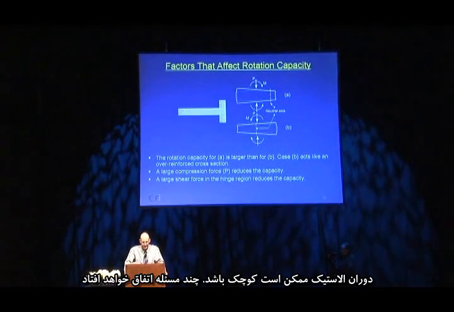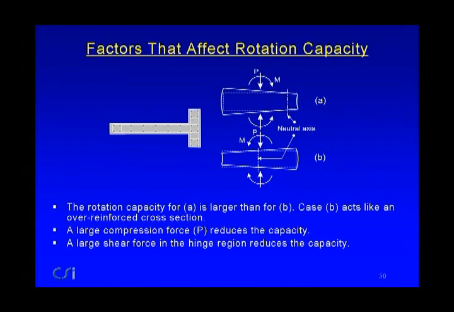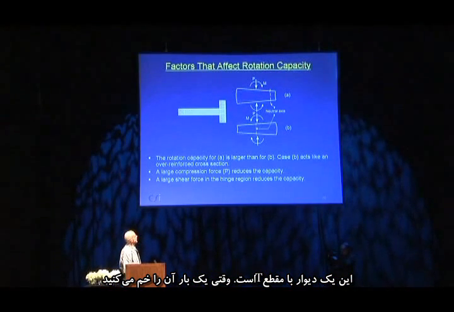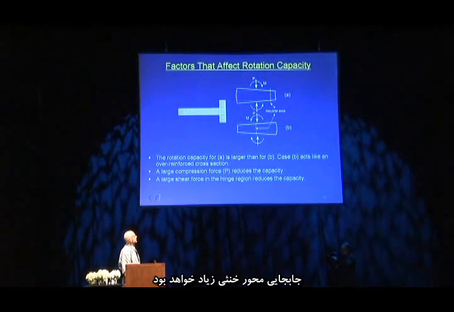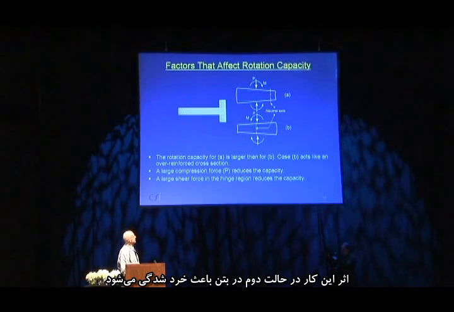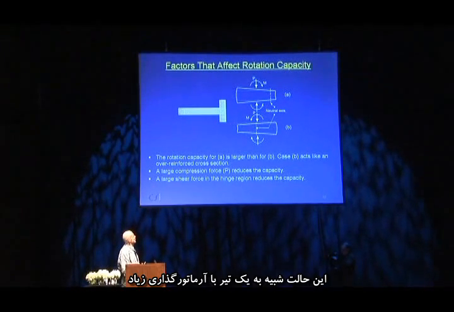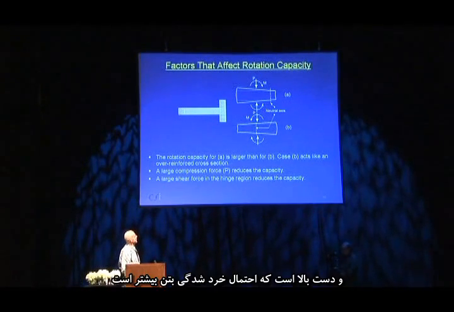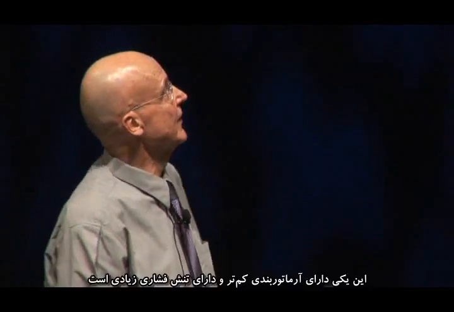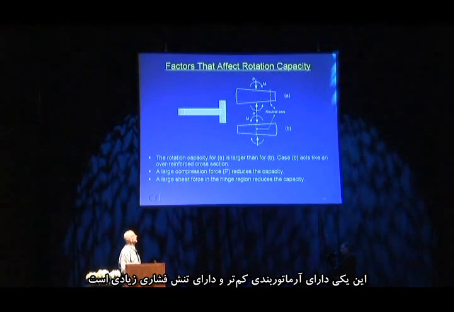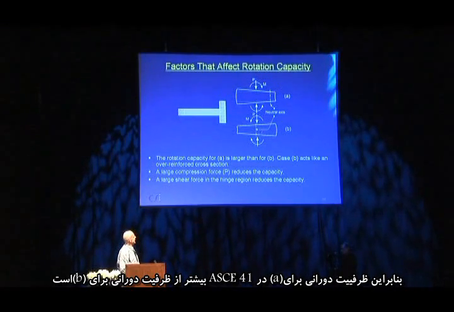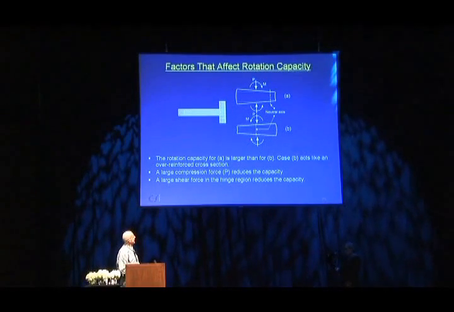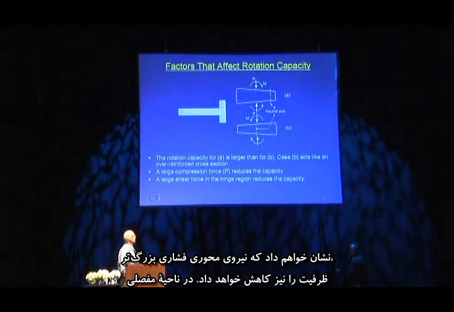Elastic rotation might be small. A couple of things can happen. This is a T-section wall. So when you bend it in one direction, the neutral axis will shift a lot. When you bend it in the other direction, the neutral axis will not shift as much. The effect is going to be the concrete is more likely to crush in the second case. It's like an over-reinforced beam. And an over-reinforced beam is more likely to crush, so it'll be less ductile. This one here is an under-reinforced beam with lots of compression strength. So the rotation capacity for A in ASCE 41 is larger than the rotation capacity for B.